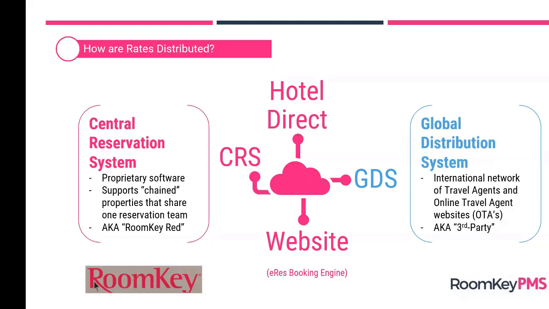global distribution system. This is actually an international network of travel agents. Now, that could be travel agents in the traditional sense, where it's an individual that has an IATA registration number and books on behalf of clients, and they may follow up with the hotel after the client has stayed to collect commission. But this also includes any online travel agent websites like Booking.com, Expedia, any third-party vendors, which are not controlled by RoomKey or the hotel, but do distribute rates on behalf of the hotel, and usually for a fee for hosting that on their separate websites.